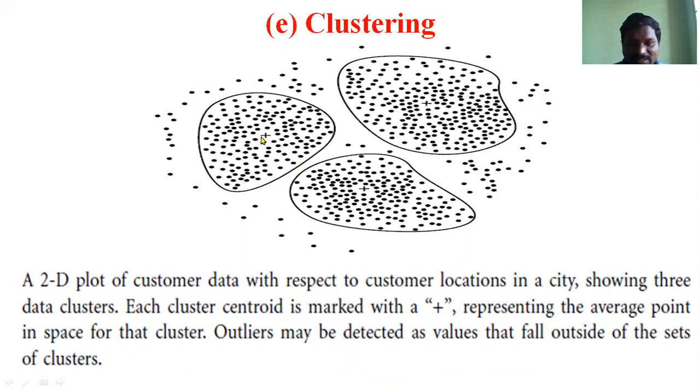What does the plus indicate here? The average point. All elements in this cluster are nearest to the average value. That is called a cluster. Outliers may be detected as values that fall outside of a cluster. Here the outside information is represented as an outlier.